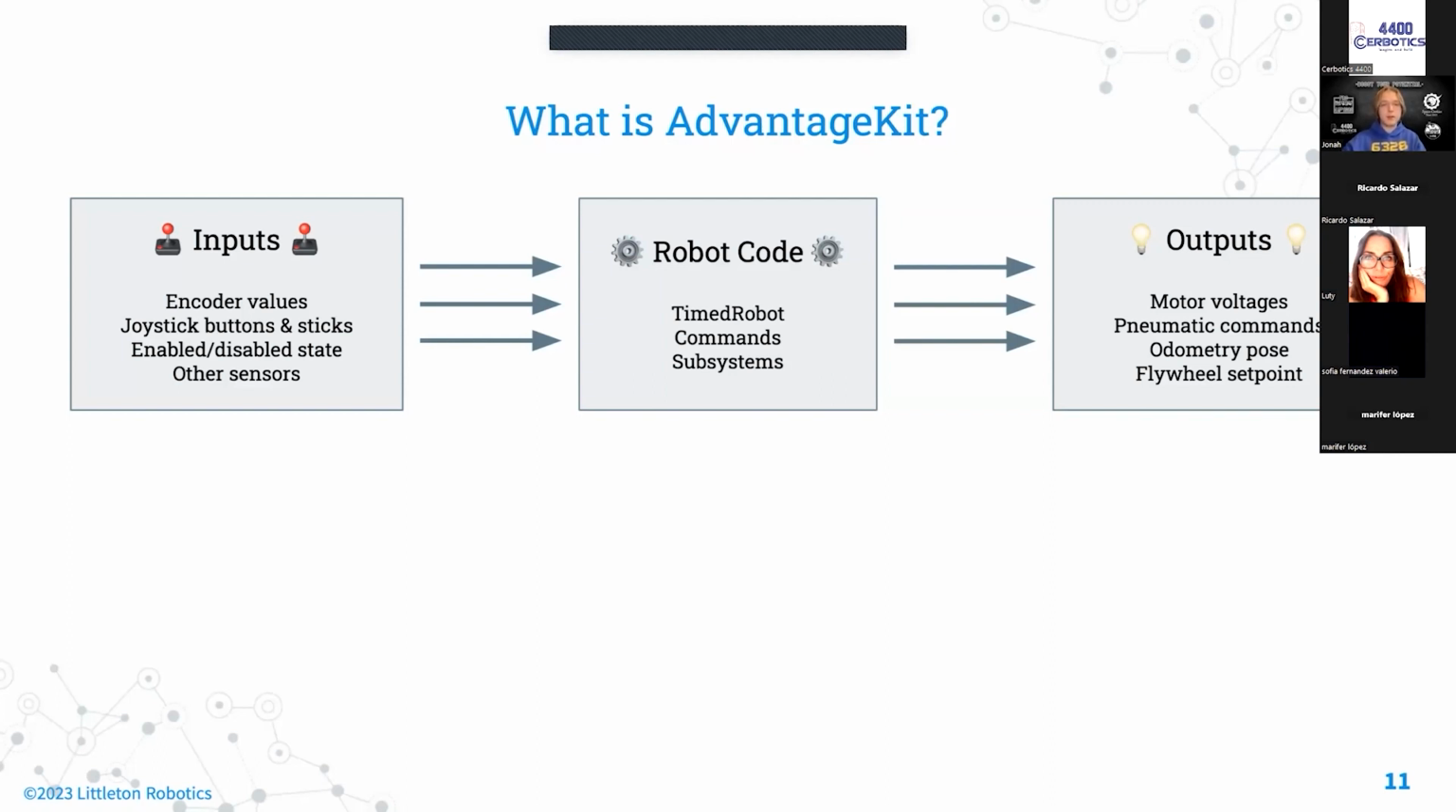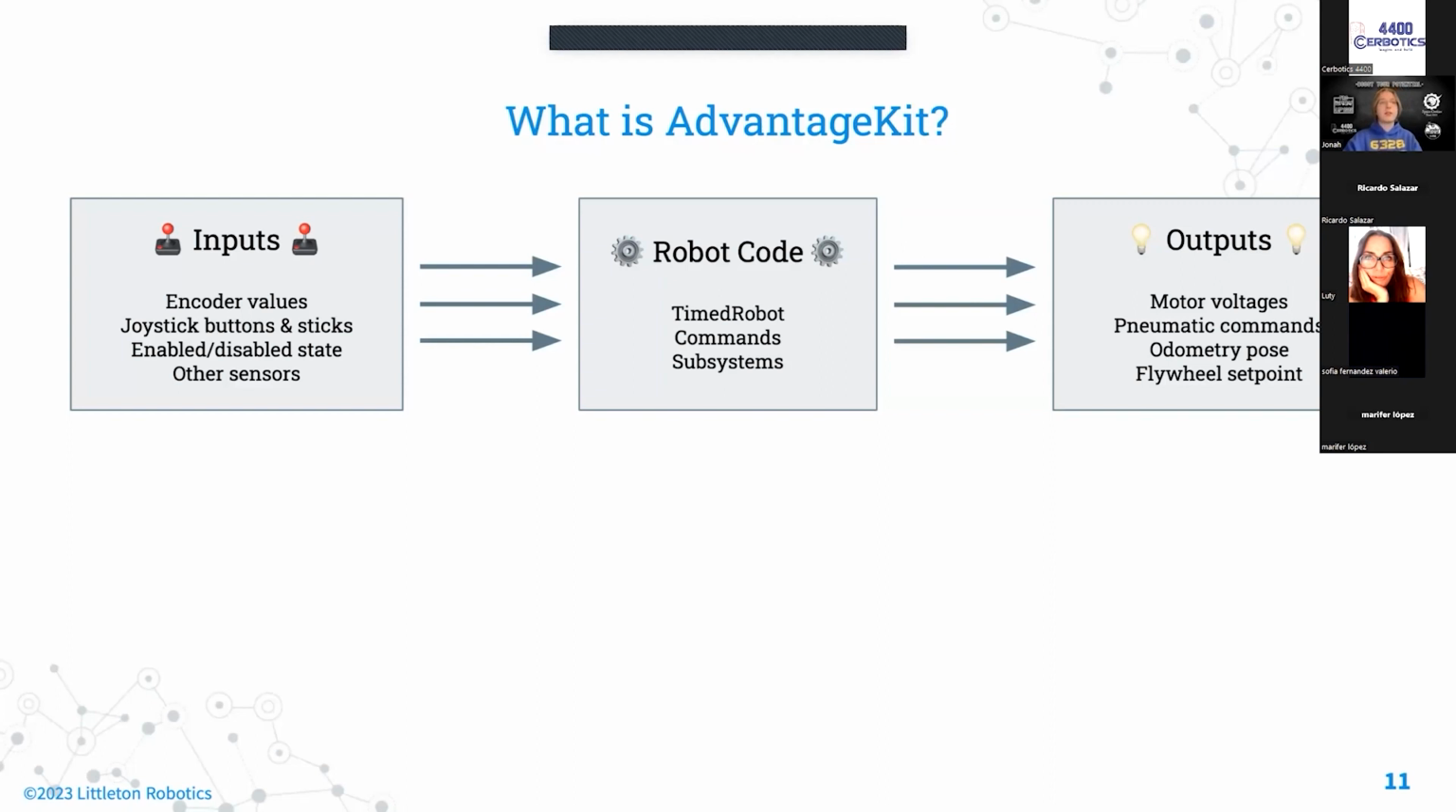So it's anything that the robot code is using to make decisions. The code then has some internal logic, so things like timed robot, command subsystems, all the code you're familiar with. And it produces outputs, things like motor voltages, pneumatic commands, the odometry pose, a flywheel set point. And notice that some of those, like the odometry pose, we still consider an output because it was calculated by the robot code, even if it's not directly sent to another device like a motor controller.